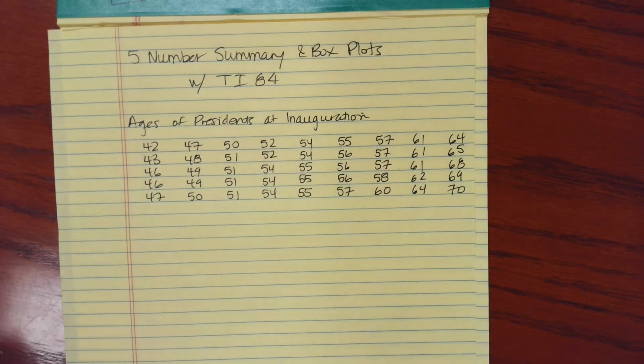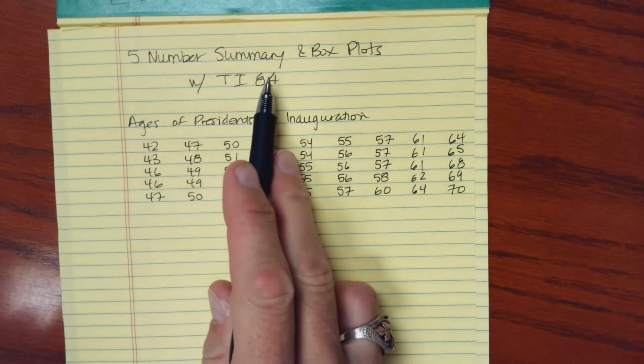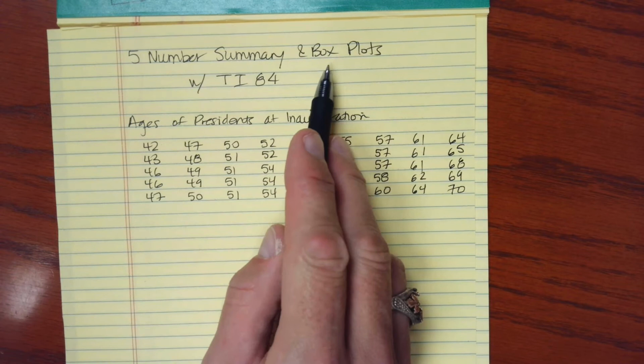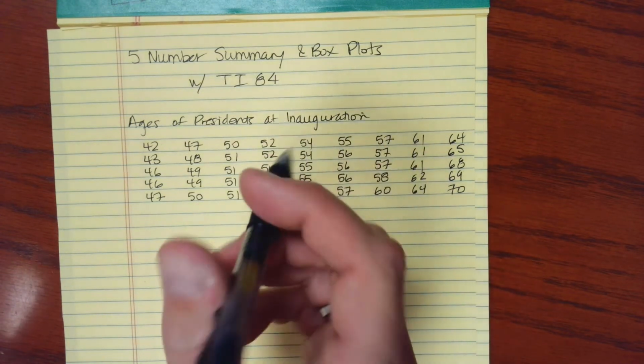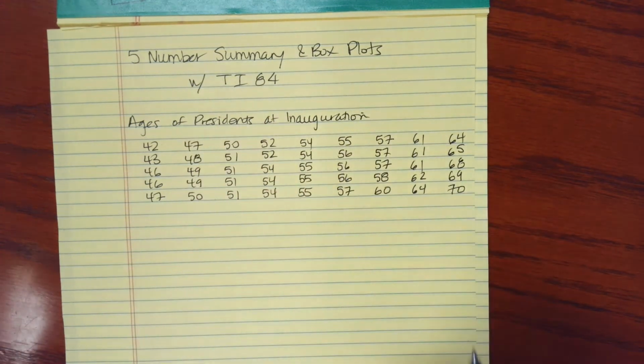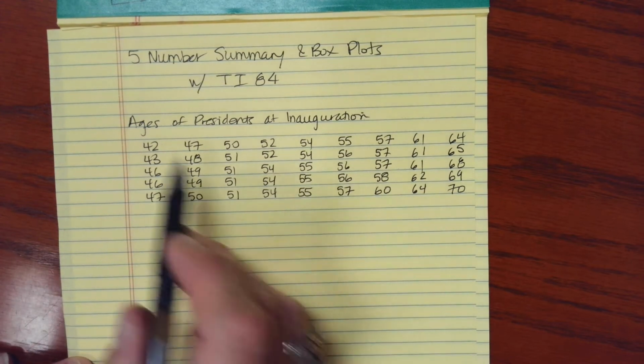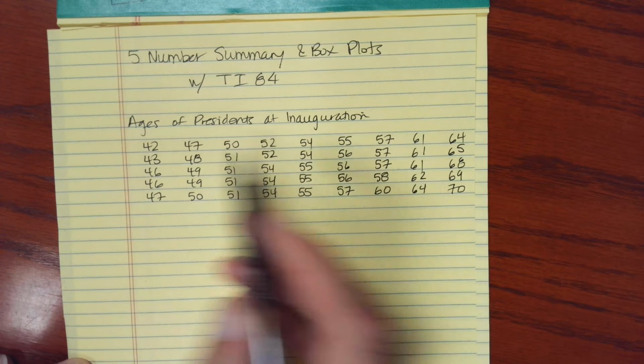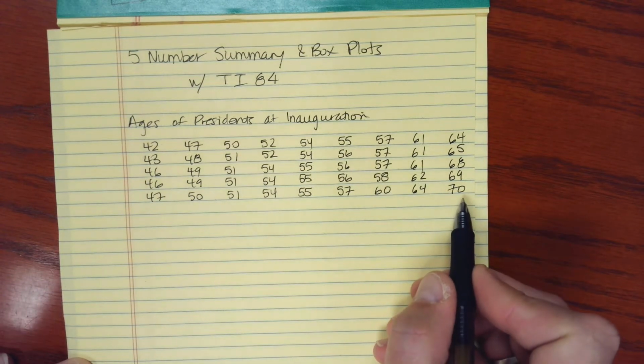All right, so let's look at how we can use some technology to do some of the hard work for finding the five-number summary and then constructing a box plot. So I'm going to be using a TI84. So here's the data set that I'm going to be working with. These are the ages of our presidents at inauguration. They go from Washington over to Donald Trump.